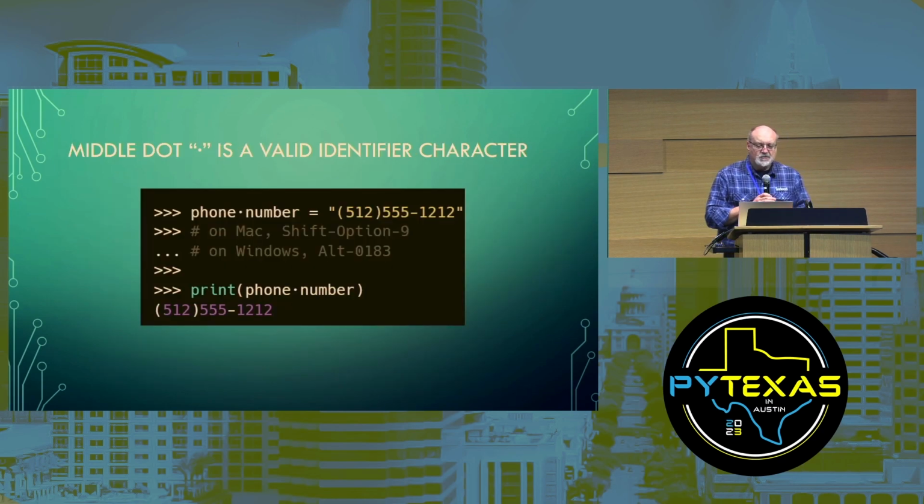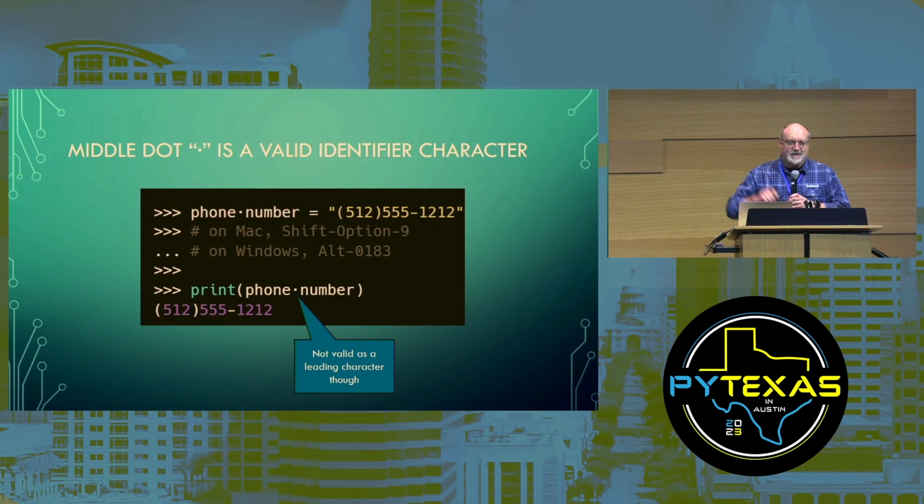Okay, the next one. When we were doing the syntax, I discovered that middle dot is a valid identifier character. This is kind of a crazy thing, and there's no key on the keyboard, but for you Mac folks, it's Shift Option 9. Windows people, it's Alt 0183, and you can write variables with a dot in the middle. That is not the period for an attribute. That is a middle dot.